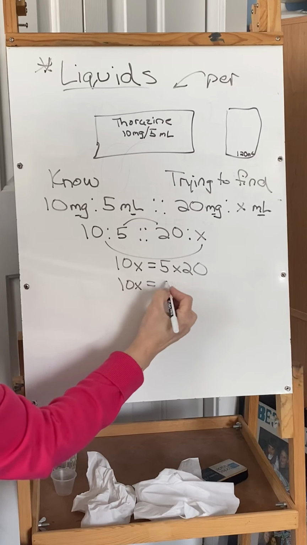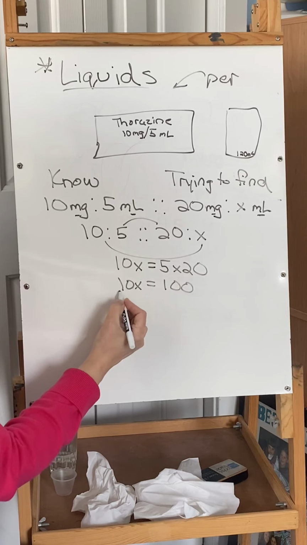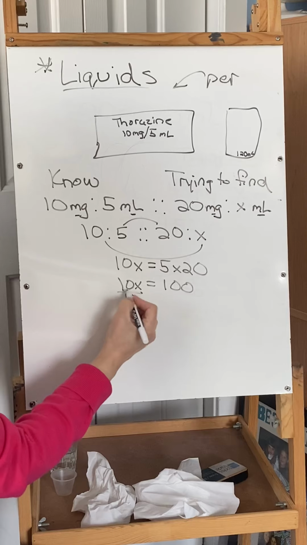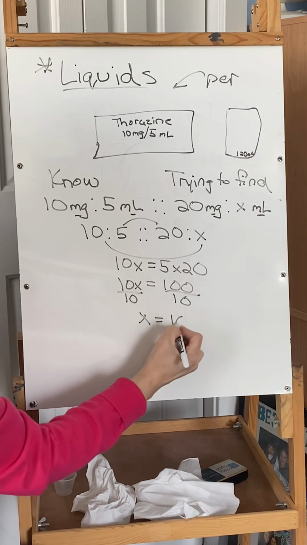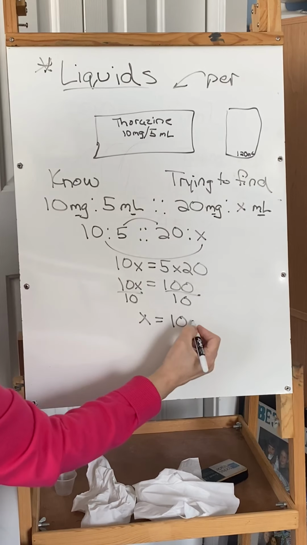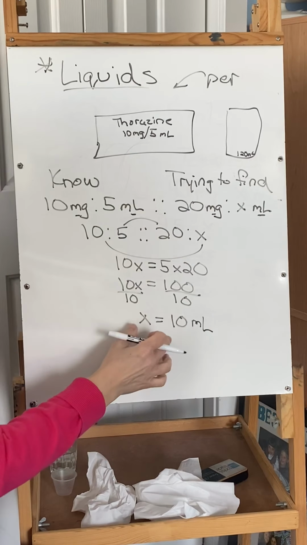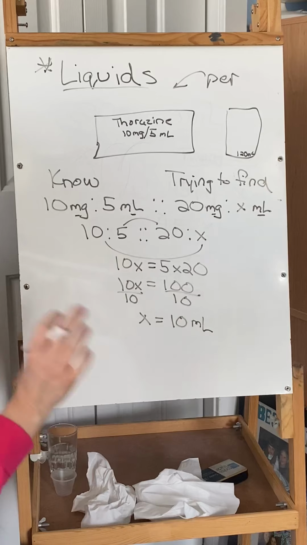10X equals 100. Divide over here to get 1X, so I have to divide by 10. I'm going to divide by 10 here. X is equal to 10 ml. That is a much more realistic dosage, okay?